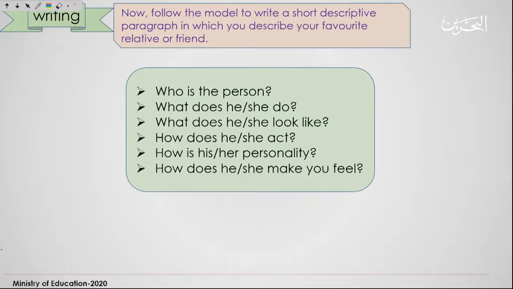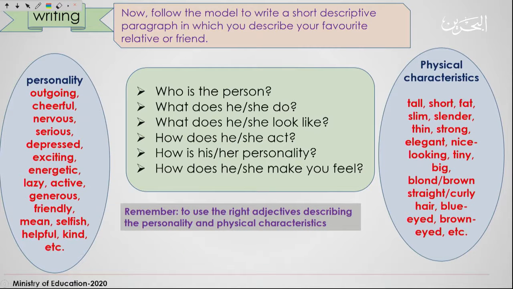Okay, now follow the model to write a short descriptive paragraph in which you describe your favorite relative or friend, answering these set of questions. Remember to include the personality and the physical characteristics while answering these questions. I'm expecting you here to have around 5 to 7 minutes writing a paragraph.